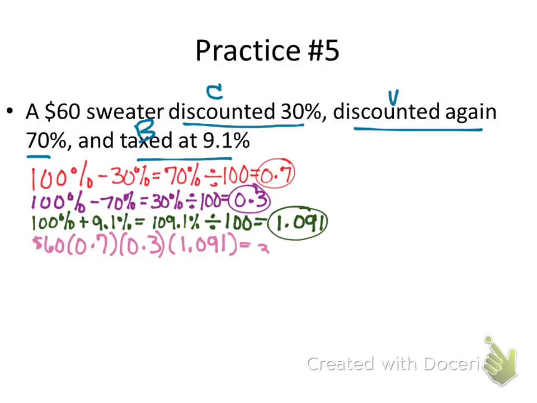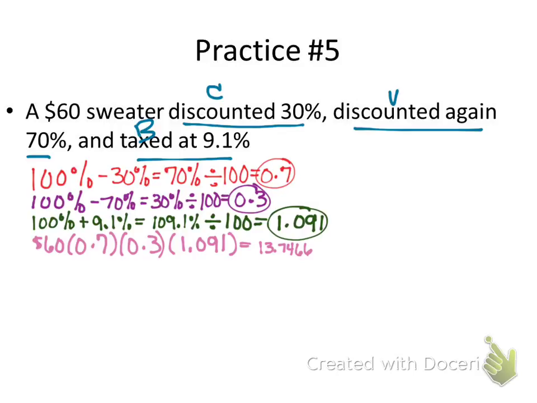13.7466. Sorry, sure. Yeah, 60 times 0.7 times 0.3 times 1.091. That's what I got too. So yeah, 60 times 0.7 times 0.3 times 1.091. Yep, right? 13.7466. Okay, so wow. Oh yeah, because it's discounted twice.